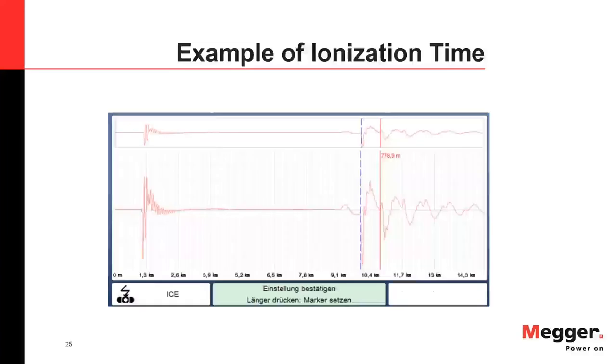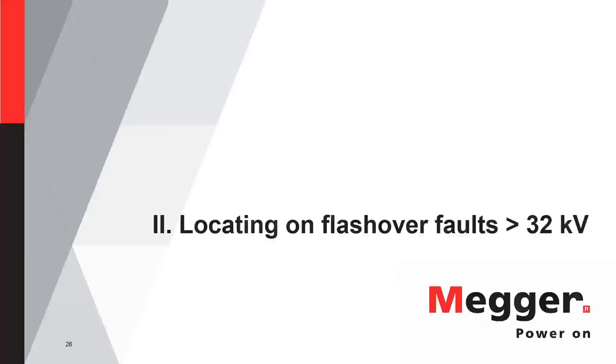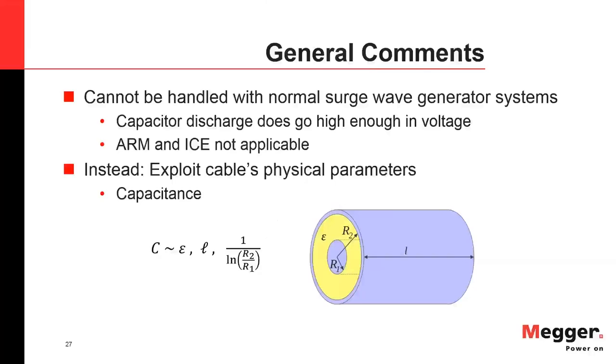Now we're going above 32 kV. And the general comment again: this can typically not be handled with just normal off-the-shelf thumpers, because the cap discharge is not available above 32 kV typically. So right there, you cannot use cap discharge. So any method, which is ARM and ICE, are out of the picture immediately. So what can you do?